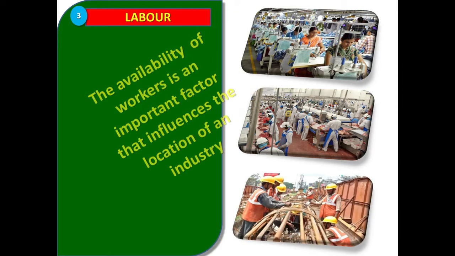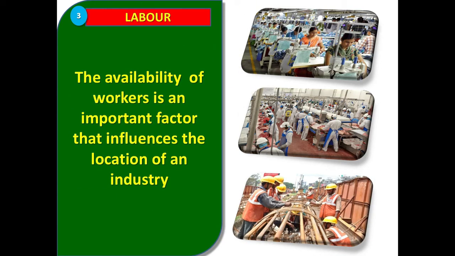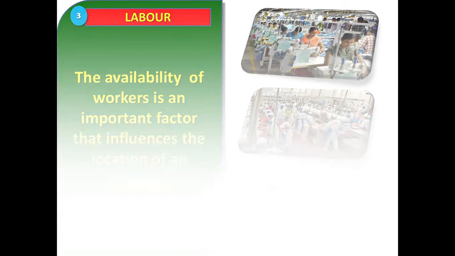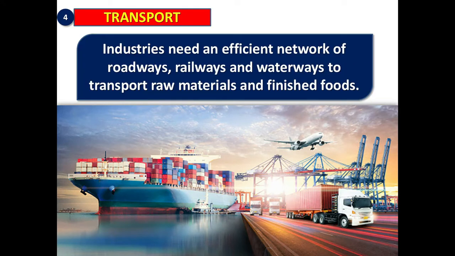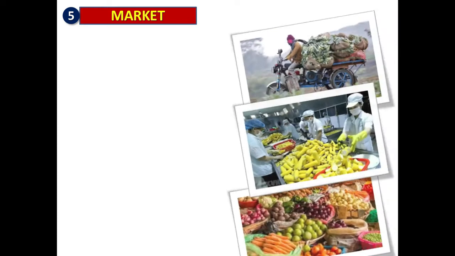Number 3 is labor. Labor is the most important for the industries. Without labor, no industry can survive. The availability of workers is an important factor that influences the location of an industry. Okay, transport. Industries need an efficient network of roadways, railways, and waterways to transport the raw materials and the finished goods. And then the next one is the market.